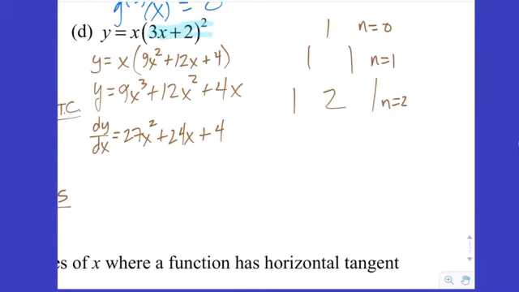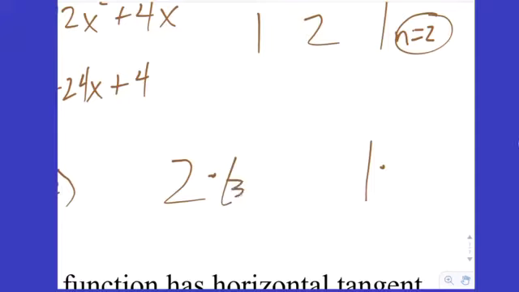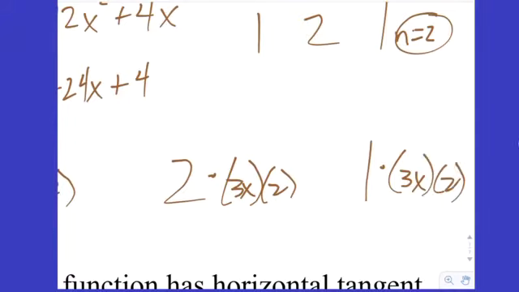Since it's degree 2, we're going to go to the third line because it starts at 0. We're going to have a 1 as a coefficient, a 2 as a coefficient, and a 1 as a coefficient. And then you take the two terms inside, 3x and 2. So we're going to have a 3x factor and a 2.